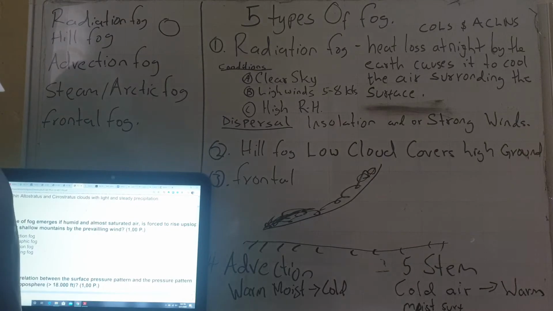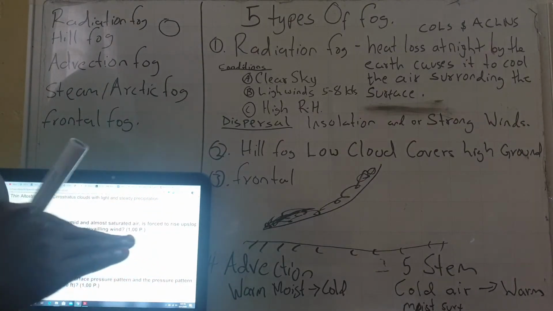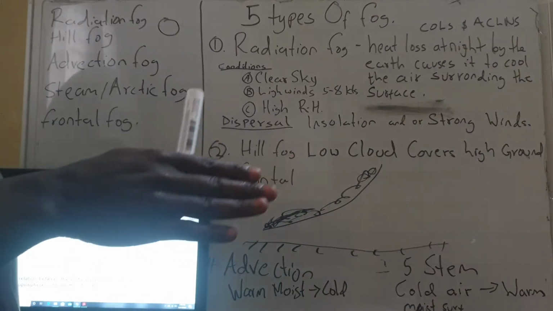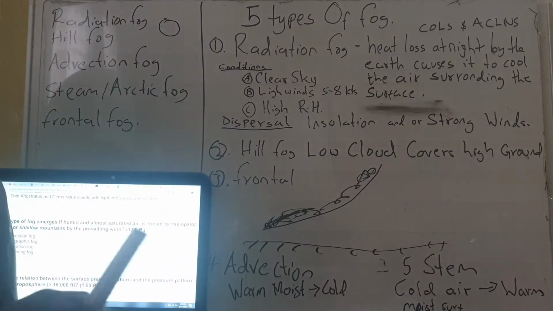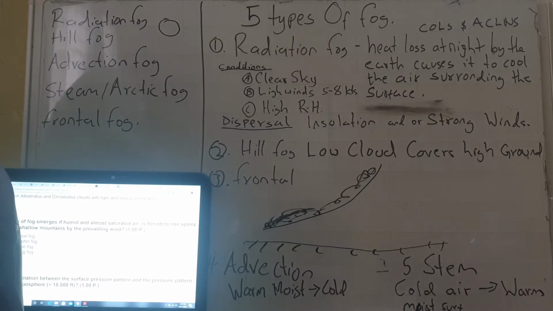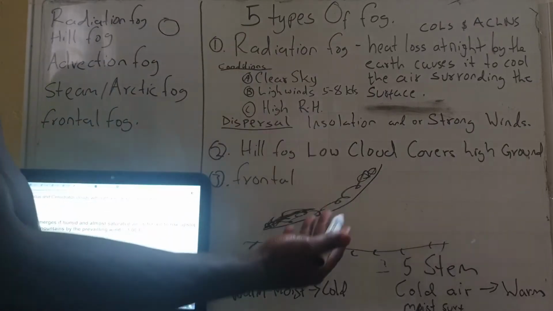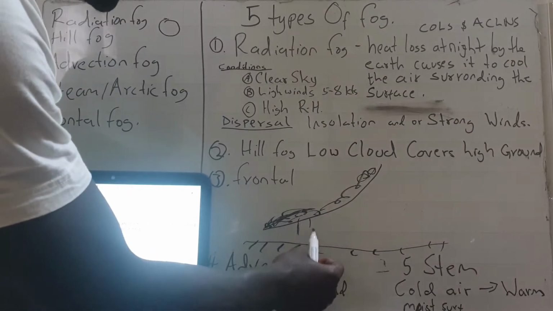So like on a hill, you can find, like in Limuru, along the road on the escarpment, you can see clouds. Those are what we call hill fog. That's the hill fog. And then you have the frontal fog. Frontal fog is usually in front of a warm pressure system.